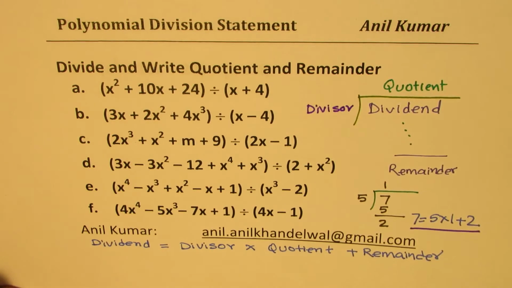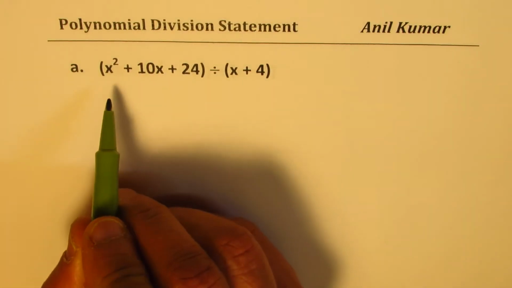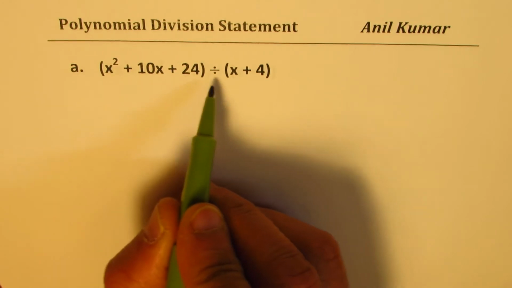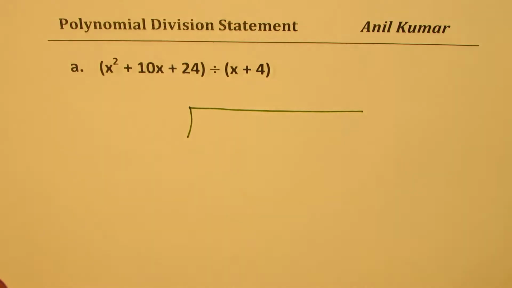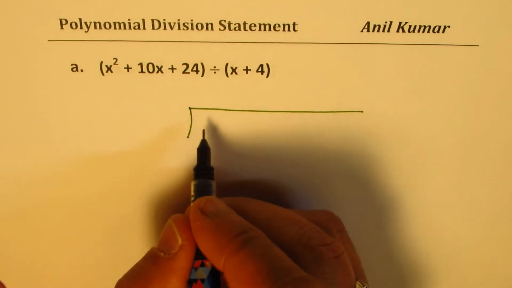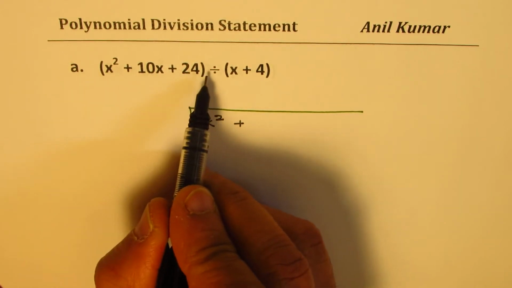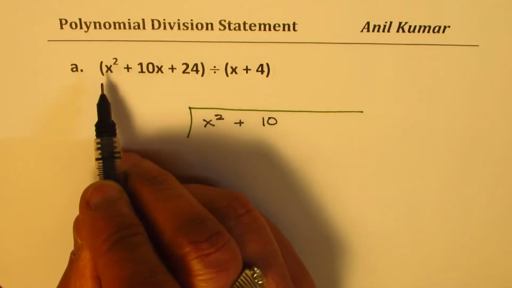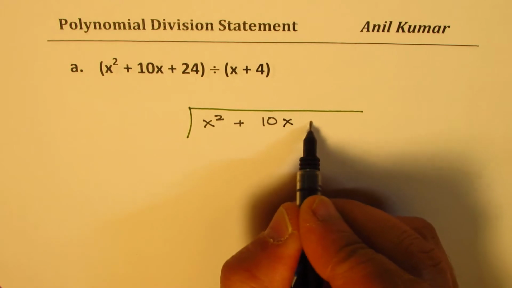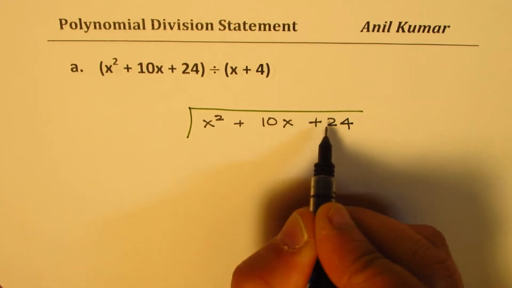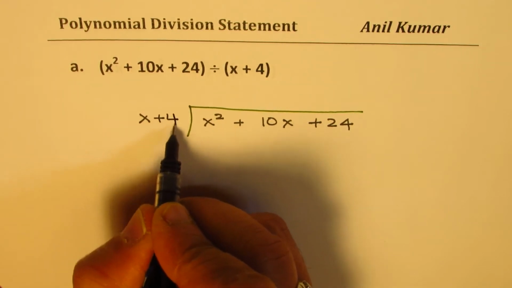Now let's take one by one all these examples and then further understand the details of how to divide polynomials. The very first example here is we need to divide x squared plus 10x plus 24 by x plus 4. Like we do long division, in the same fashion, we are going to divide a polynomial by another polynomial. So you need to write the polynomial in a particular order. Highest degree first and then the lower degrees, right? That is very important. And then we have a divisor here, x plus 4.